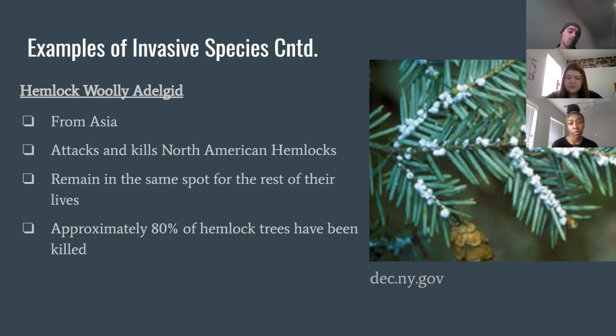Hemlock trees are important for animals such as moose and black bears. So with these habitats being destroyed, the animals that rely on them will lose their resources and can ultimately go towards extinction.